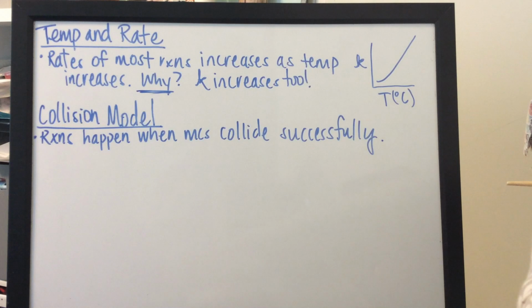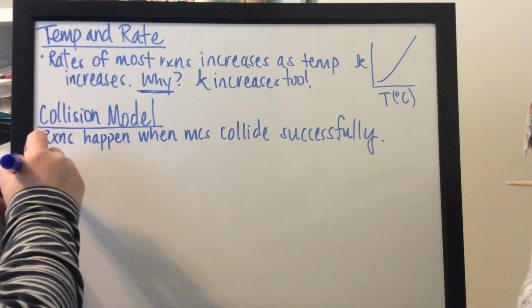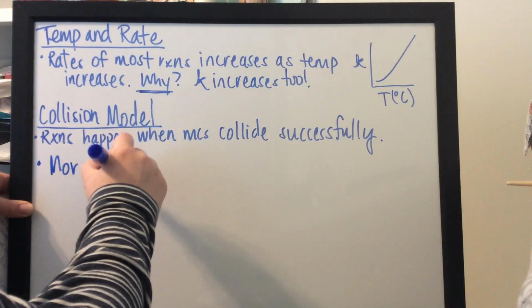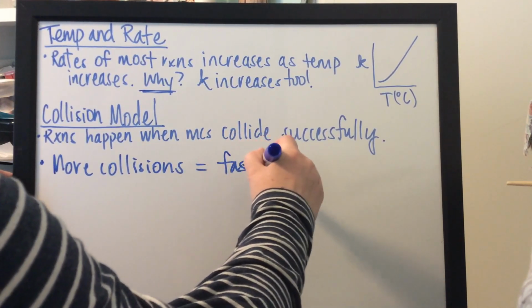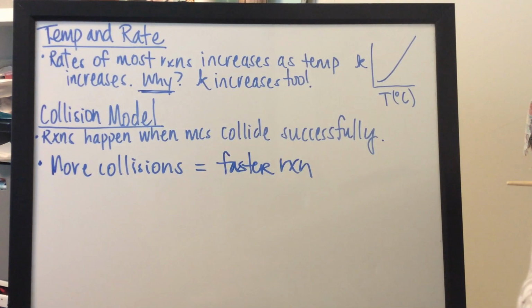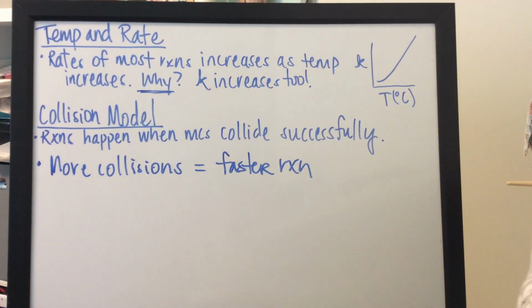Okay, so the next heading on your paper says the collision model. This is kind of a conceptual topic, but we talk about the fact that reactions happen when molecules are able to collide successfully. Okay, and so we have a reaction when a reactant molecule and another reactant molecule collide together and produce a successful collision. So if we can increase the number of collisions that are happening, we can get a faster reaction.